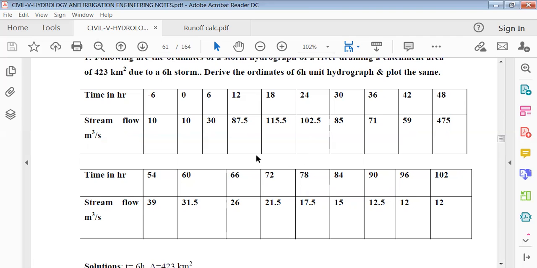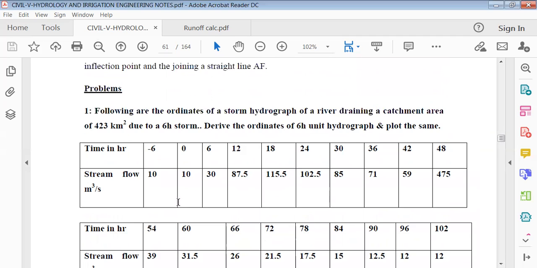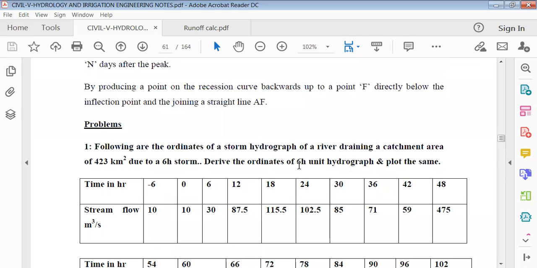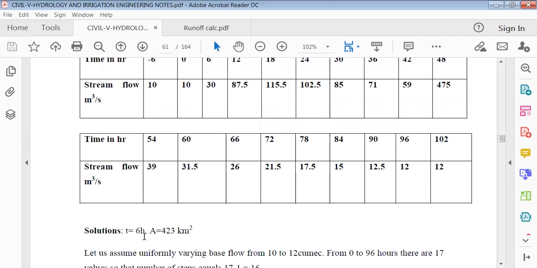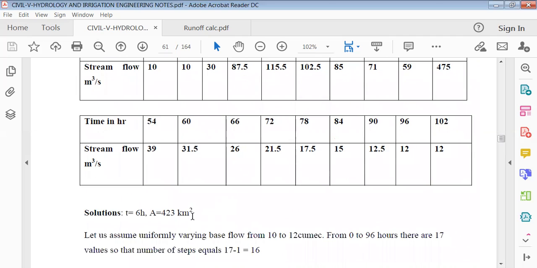Now the first thing is you have to plot this, that is, first find out the time. In the given problem they asked you to find the 6-hour unit hydrograph. So time is 6 hours, and area is 423 kilometer square.